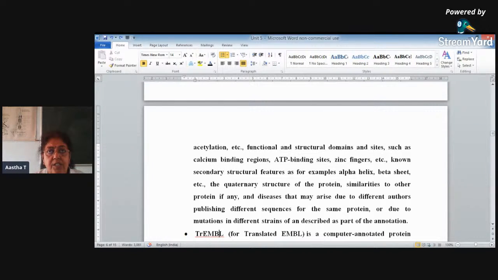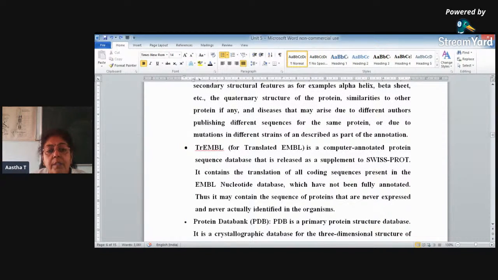Then what is the secondary structure of these proteins, like alpha helical structure or beta sheet structure or quaternary structure. How this protein is similar or dissimilar with respect to other proteins. The diseases associated with the extra synthesis or less synthesis of that protein, the gene involved in the synthesis of that protein, and mutations in the gene may lead to what type of problems. Each and every data will be included under the annotated data.